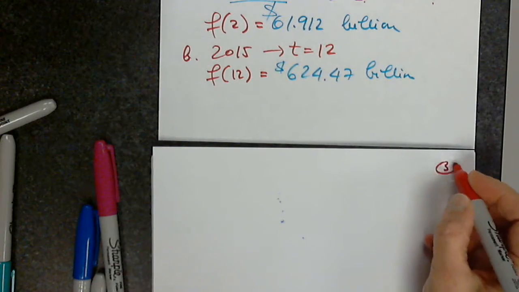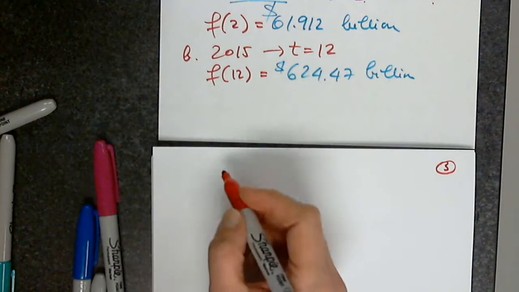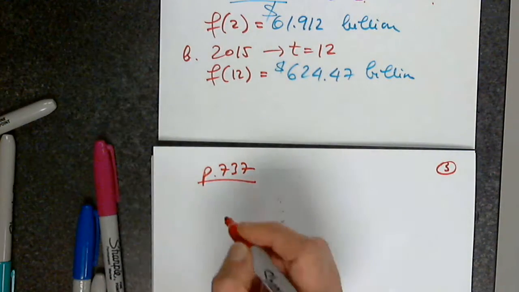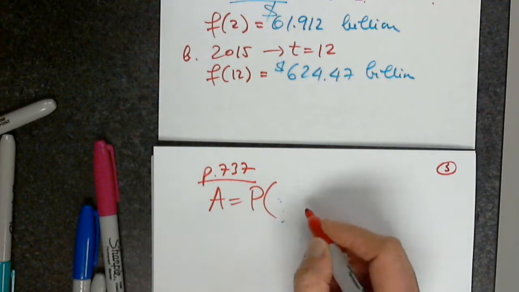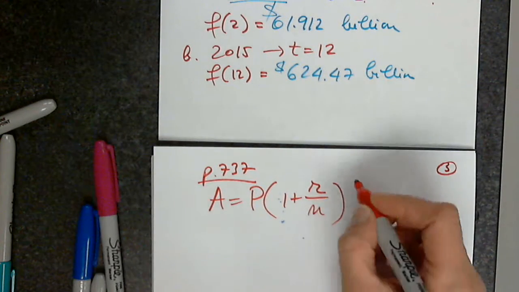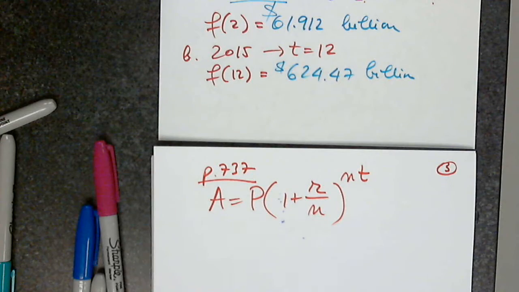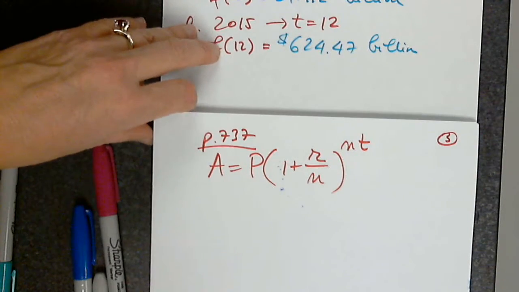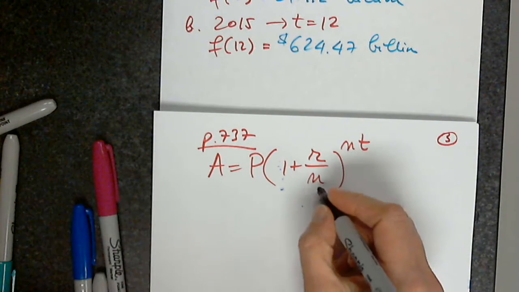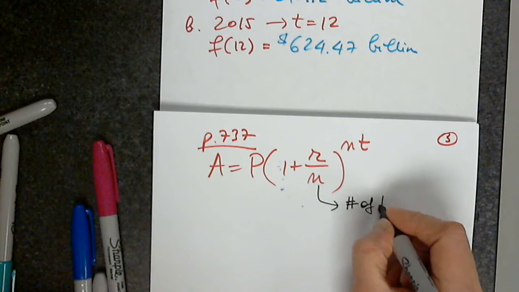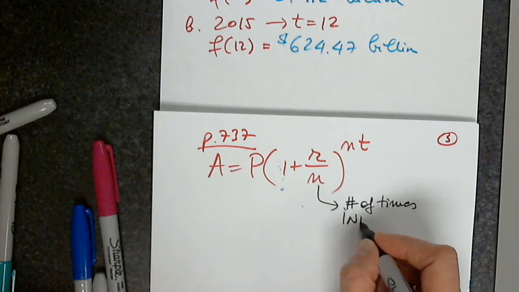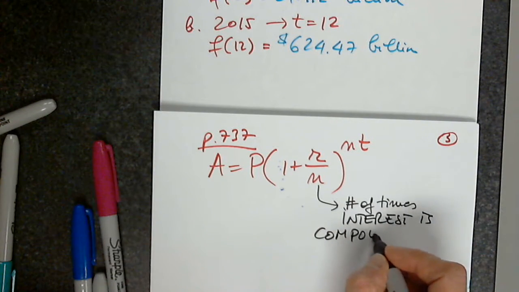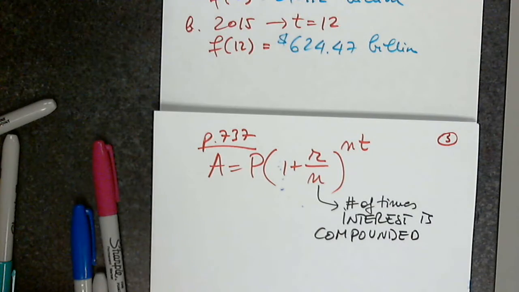Oh, actually, I want to do one more type. On page 737, before we look at equations, we're given the following formula, and it will be given to you. What does each variable represent? N is the number of times interest is compounded. Recalculated, that's what it means.